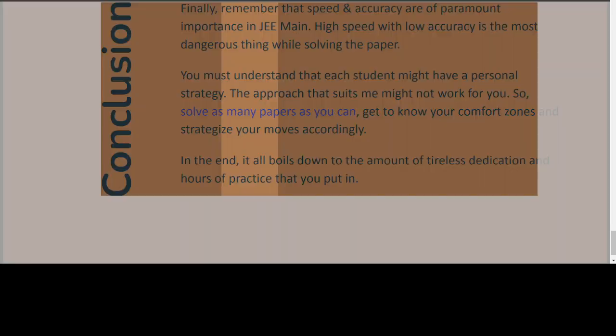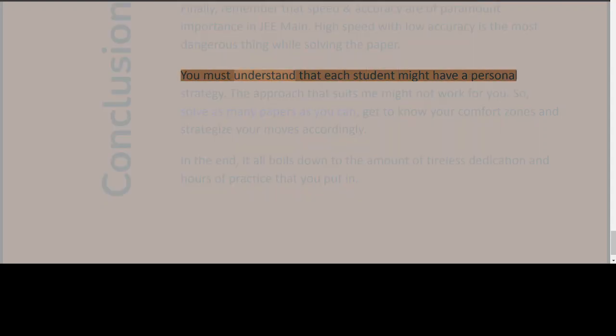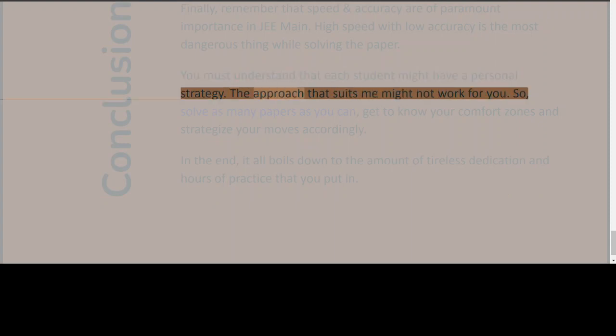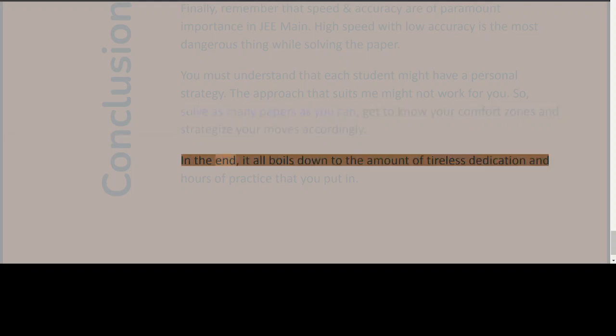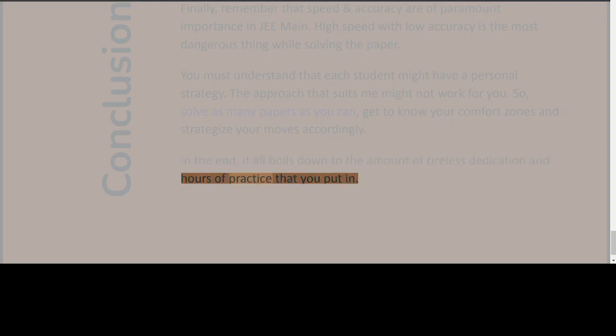Conclusion. Finally, remember that speed and accuracy are of paramount importance in GMain. High speed with low accuracy is the most dangerous thing while solving the paper. You must understand that each student might have a personal strategy. The approach that suits me might not work for you. So, solve as many papers as you can, get to know your comfort zones and strategize your moves accordingly. In the end, it all boils down to the amount of tireless dedication and hours of practice that you put in.